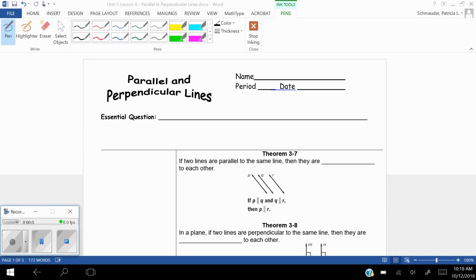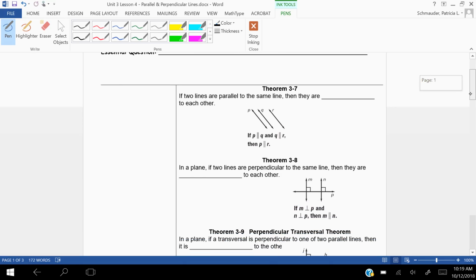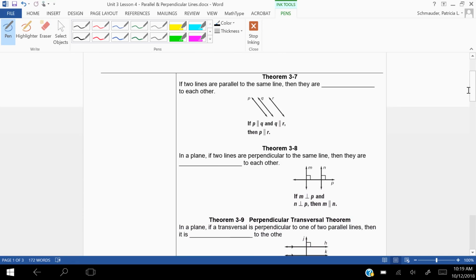All right, we've got a short little lesson here where we're going to learn 2 or 3 more theorems to help us prove that lines are parallel, perpendicular, or neither. So let's start with the first one. It doesn't have a name, but it does say if two lines are parallel to the same line, then logically they are parallel to each other.